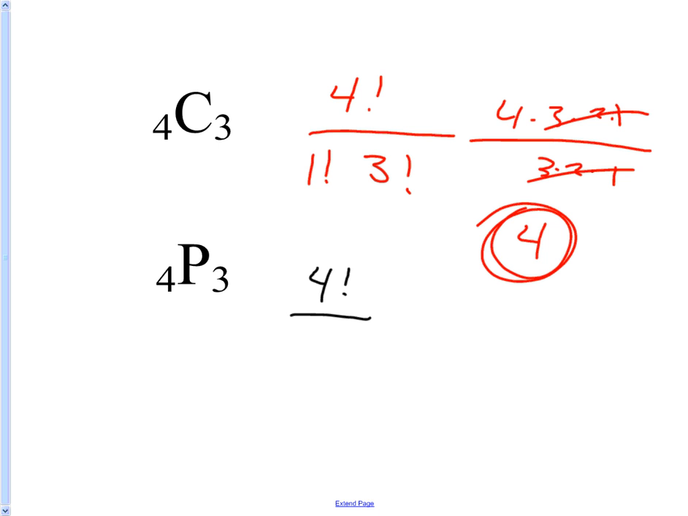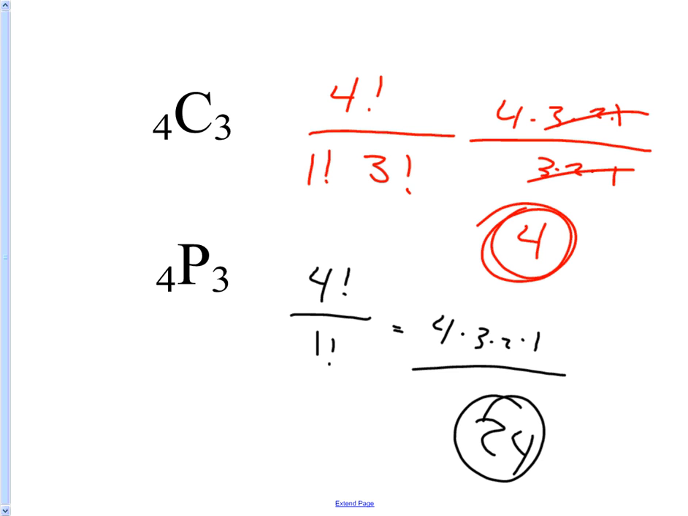4 factorial over 4 minus 3, which is 1 factorial, so that's just 4 factorial, because 1 factorial is equal to 1. 4, 3, 2, 1. 4 times 3 is 12, times 2 is 24. Final answer, 24. Raise your hand if you had that one right. Good. Notice, it is not always just twice as big. Look, it's 6 times as big this time. Why? Yes.